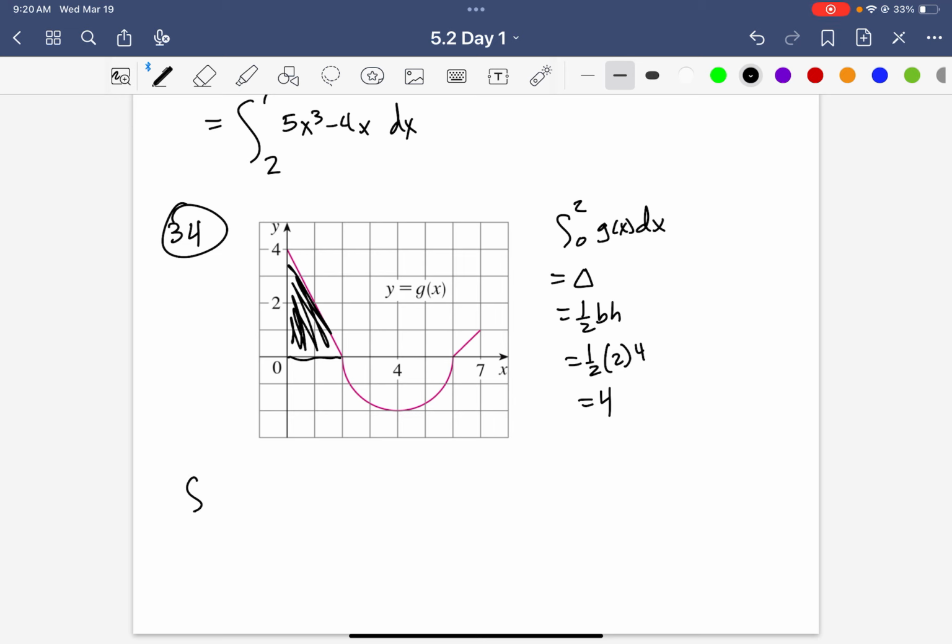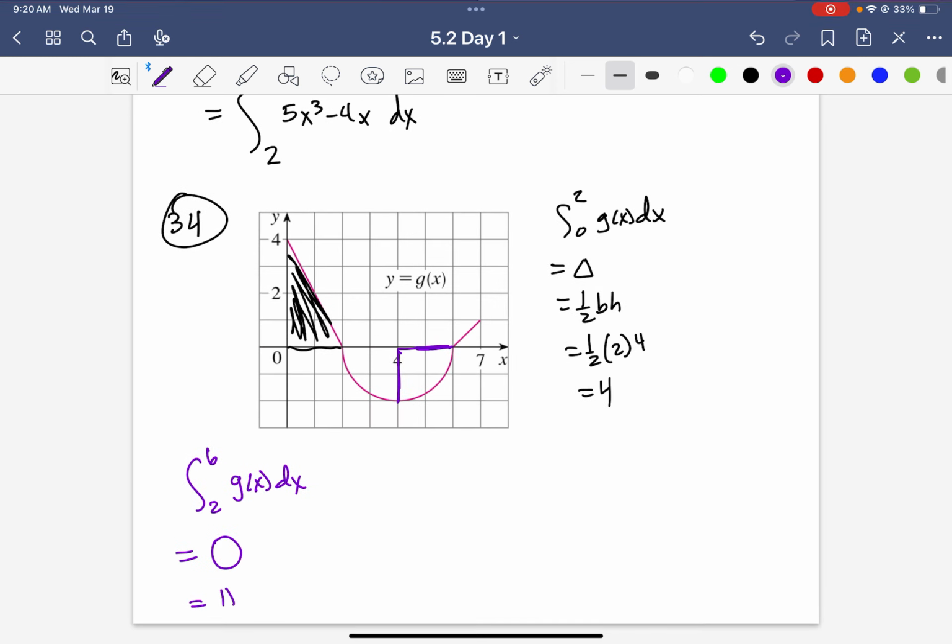Then it wants to know what is the integral from 2 to 6 of g of x. Go to a different color. The integral from 2 to 6 of g of x dx. In this case, it looks like it is a circle with radius 2, so it's going to be pi r squared, specifically pi 2 squared. But notice it's just half of that circle, so it's half of a circle. It's just one hemisphere. So we're going to get 2 pi. That would be the area of this piece right here.